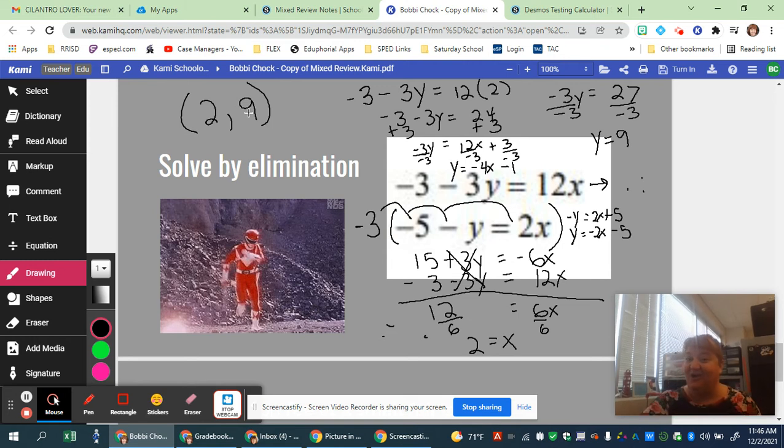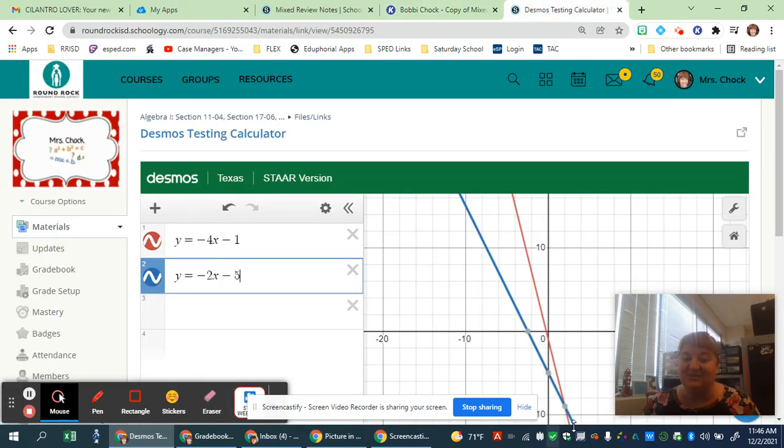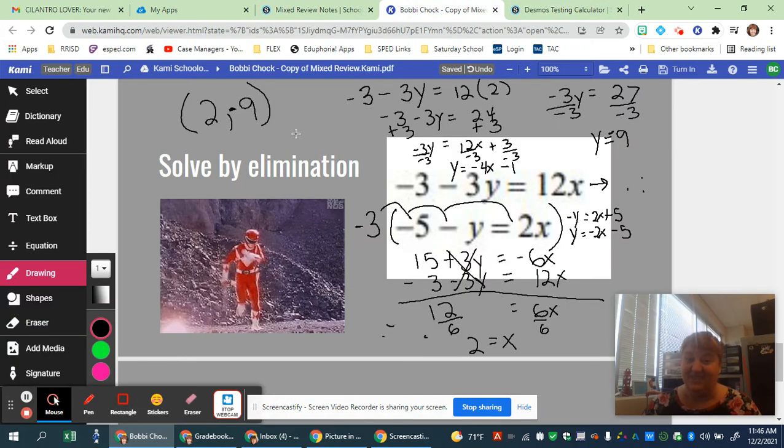Oh, see, look, I'm glad I checked it. I had 2 and 9, but look, 27 divided by -3 is a -9. So it should have been 2 and negative 9. I'm glad I checked it. So that was just another way to check it, and it's a quick way to solve.